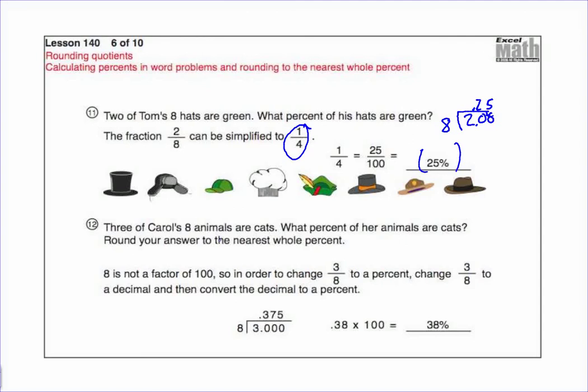3 of Carol's 8 animals are cats. What percent of her animals are cats? And they do that the way I just showed you up here because we cannot simplify this. 8 can't go into 100, so they do 3 divided by 8, which is 0.375. They want you to round it to the nearest hundredths place. The answer is going to be 38%. If I'm going too fast for you, just pause the video, read that problem again.